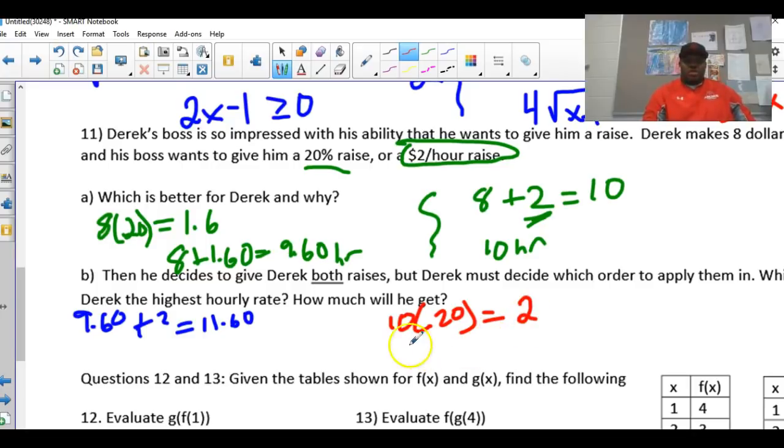It's $2 more. So if I was making 10 and I add 20% of that, I'm now making $12 an hour. So again, which way do you want to apply it? Do you want to go 20%, then add $2 to it to make $11.60 an hour? Or do you want to add $2 to it and then go 20% to make $12 an hour? I think we will definitely take the $12 an hour. So the way to apply it is to add the $2 an hour raise, then add the 20% raise, okay? And we'll be at $12 an hour, okay?